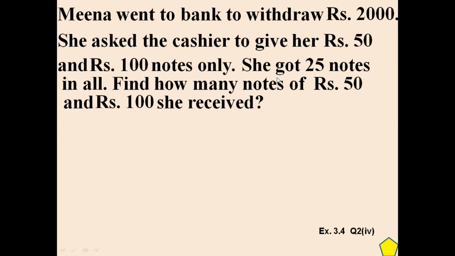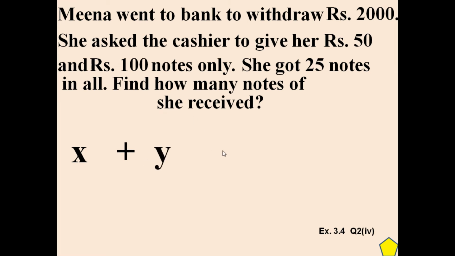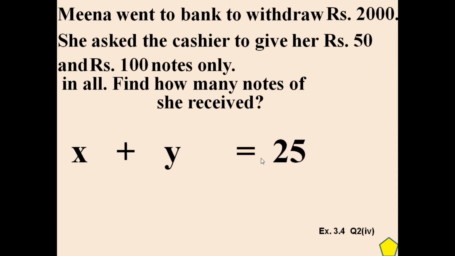So first we are only talking about quantity. The number of notes is 25. So that means let the 50 rupee notes be x in number, not in cost, and the 100 rupee notes, let them be y. Total number of notes is 25. So the first equation is only talking about quantity: how many notes of 50, how many notes of 100.